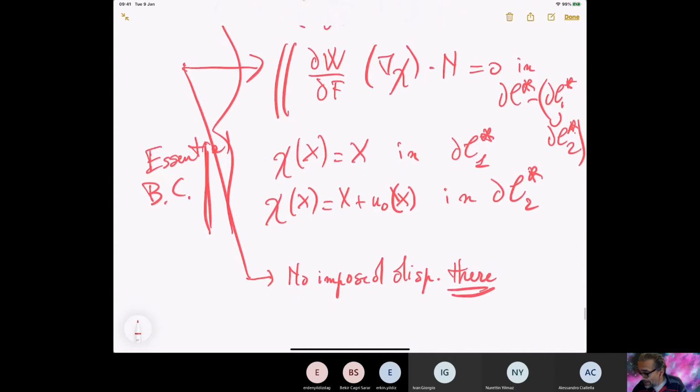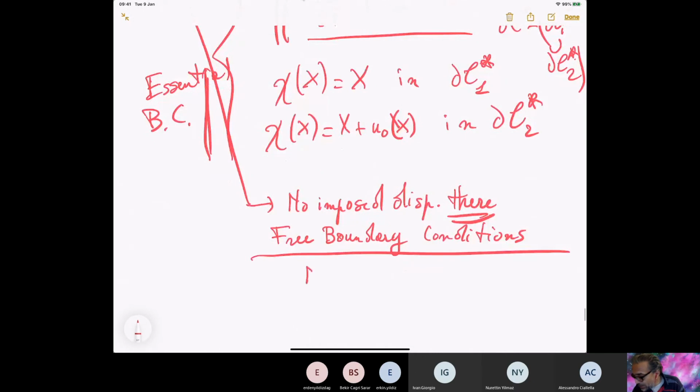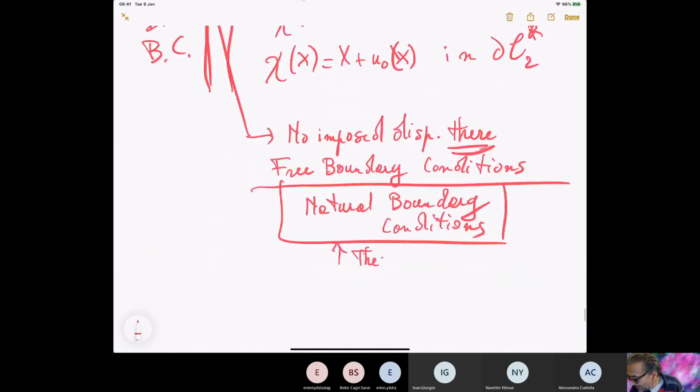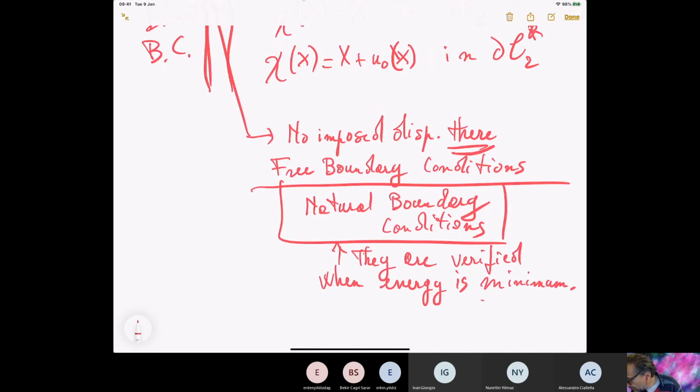So sometimes these conditions are called free boundary conditions or natural boundary conditions. Why natural? Because they are automatically verified if you impose the minimum of energy. So they are verified when energy is minimum. Okay.